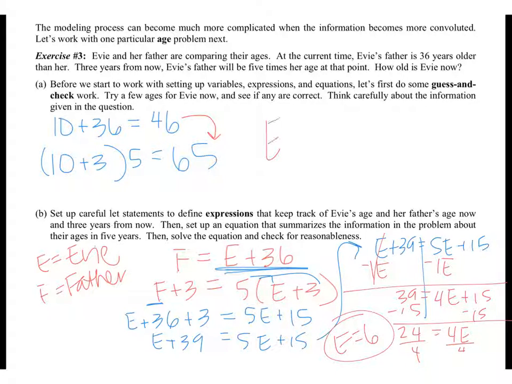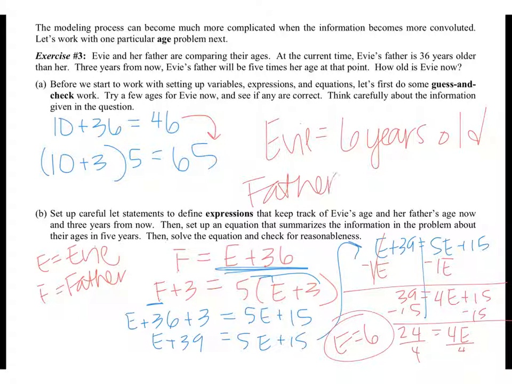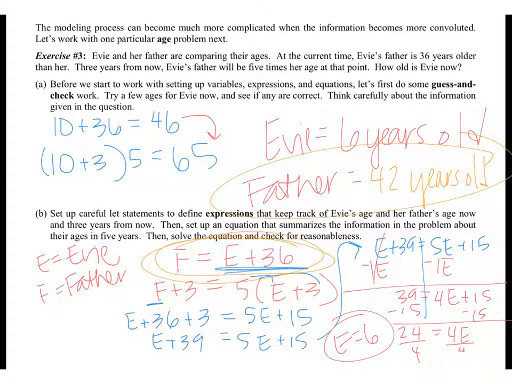So Evie is 6 years old. And her father, if you look at the equation right here, is Evie's age plus 36. So 6 plus 36 is 42 years old, which would make a lot more sense.